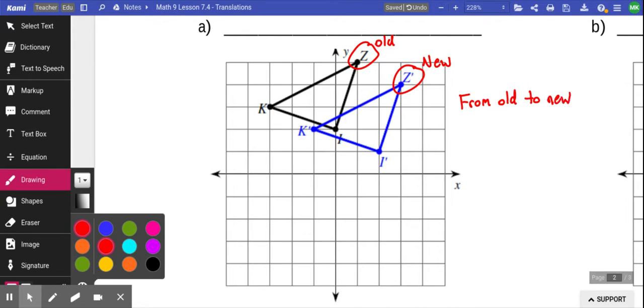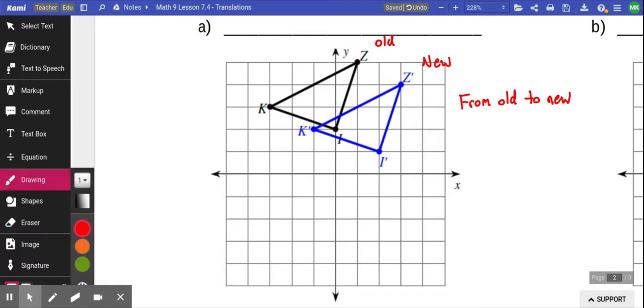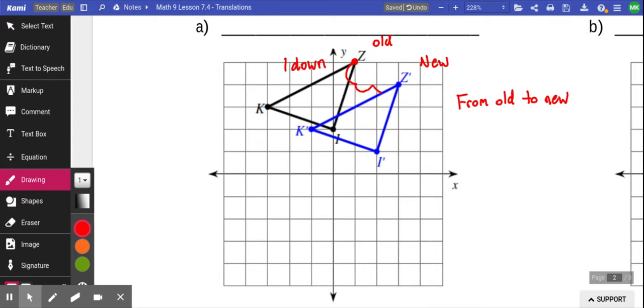And you know that based on which one has the apostrophe next to it. You only have to do 1 point. And that's kind of the beauty of translations because all the points move the same way. So all you have to do is figure out how 1 point moved, and that'll tell you how all points moved. If I'm looking at Z, if I wanted to use words to describe how it's moved, I would say it's gone 1 down and then 1, 2 to the right.